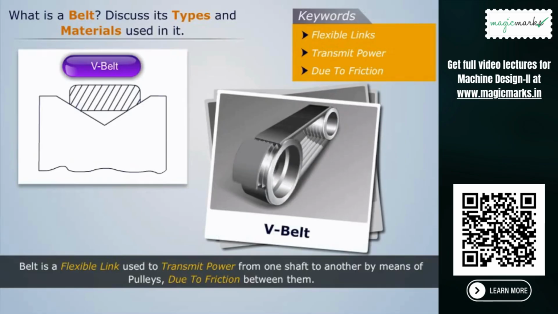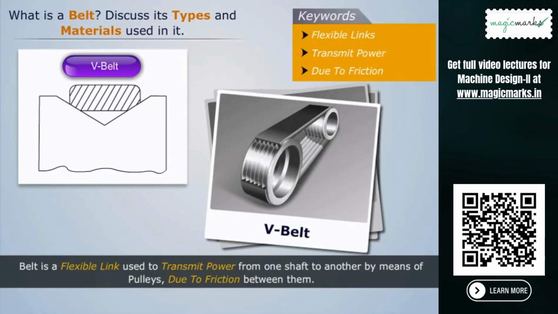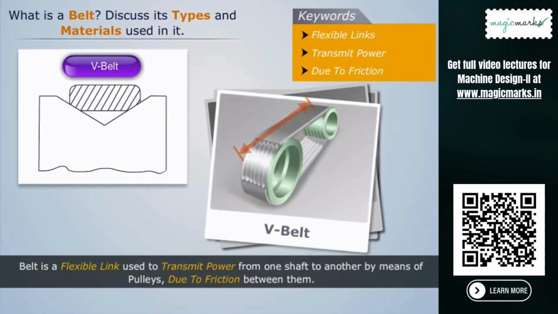V-belt. Its cross-section is trapezoidal in shape. It is mostly used in factories and workshops where moderate power is to be transmitted from one pulley to another, and the pulleys are very near to each other.